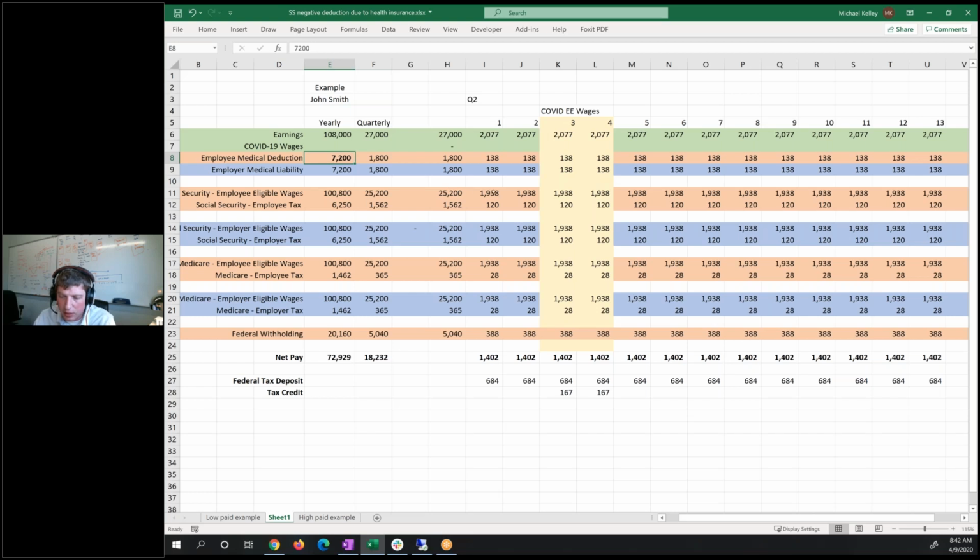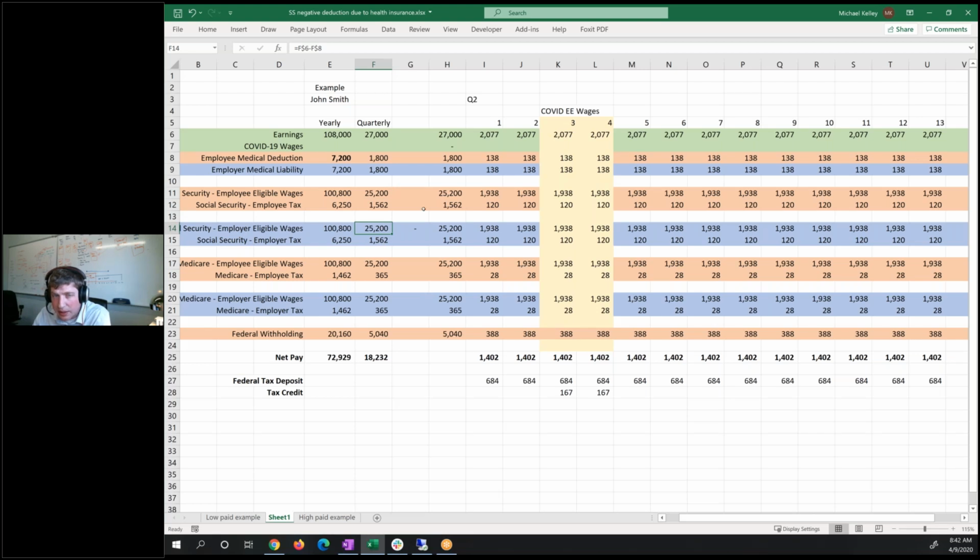And you can see that here. The formula that I have here adds up their wages and subtracts out the medical deduction on a weekly basis, $138. That means that the eligible wages for Social Security for an employee drops by $138, 2077 minus 138, etc. Right? And that would be true on a yearly basis as well, or on a quarterly basis, that you can see it's just 25,200 minus 1,800. Now, that's also true on the Social Security employer side. It also drops the basis there.